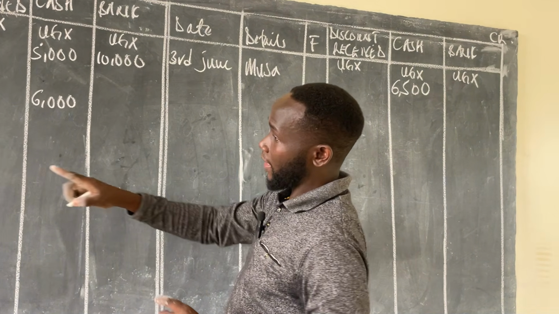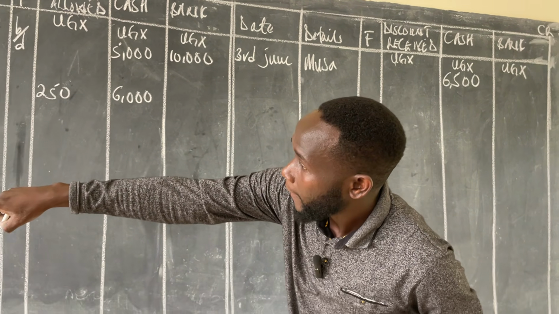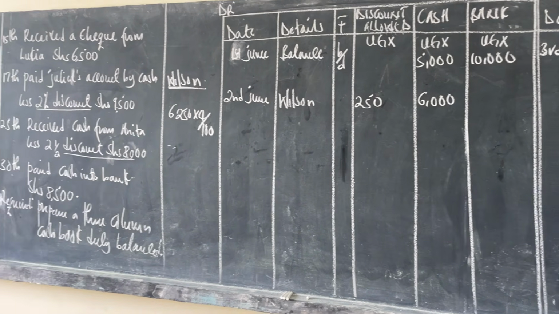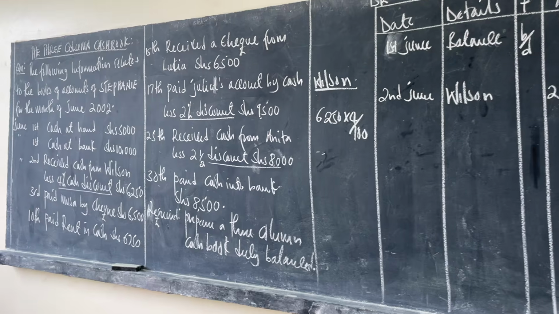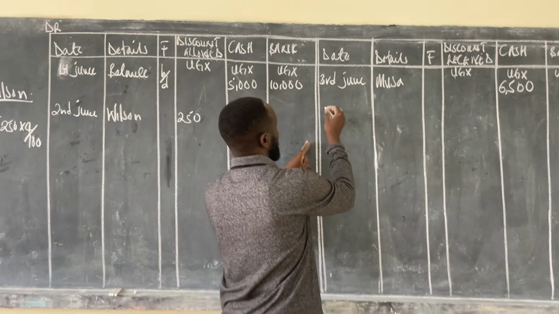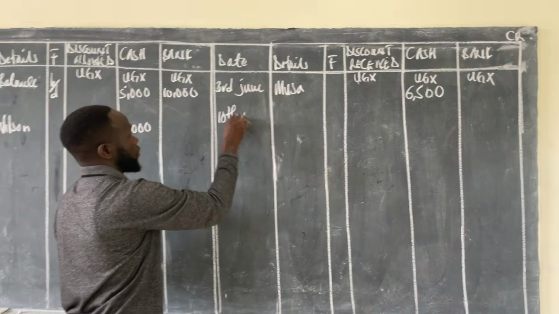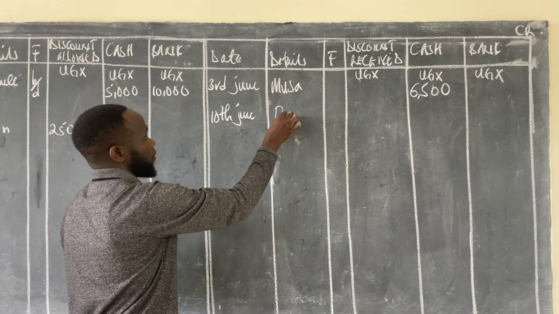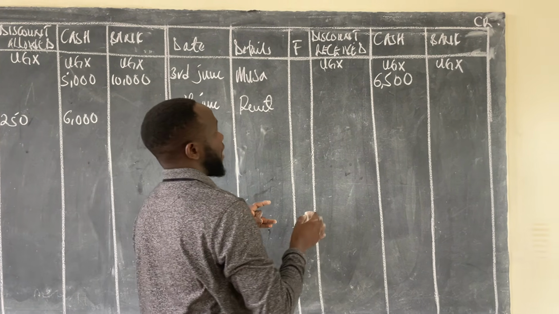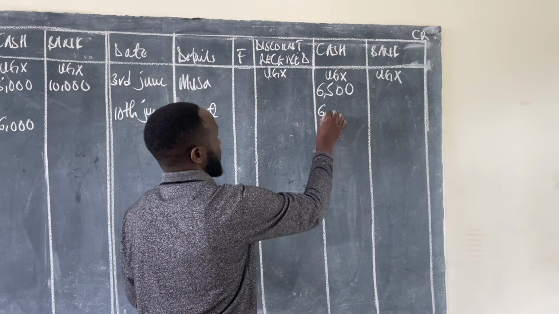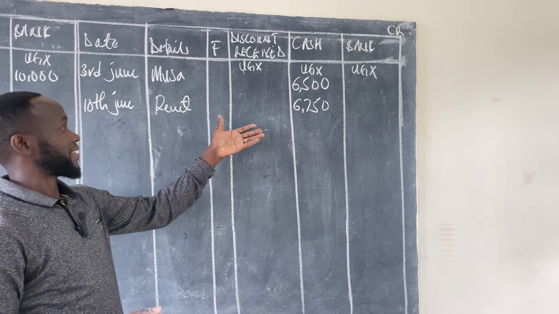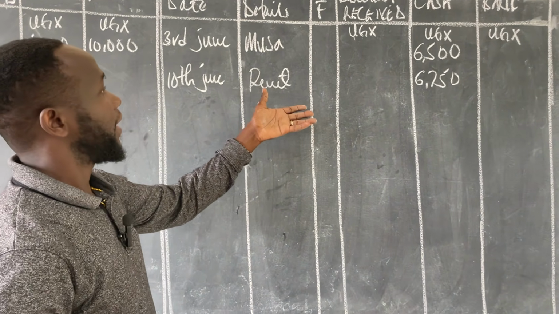6,500. When you check again on the 10th, paid rent in cash. How much did we pay for rent? 6,750. So on which date? It was on 10th June. So we have rent. Is it by cash or check? It's by cash. By cash, how much? 6,750. Now, when you check at this, we are making entries.